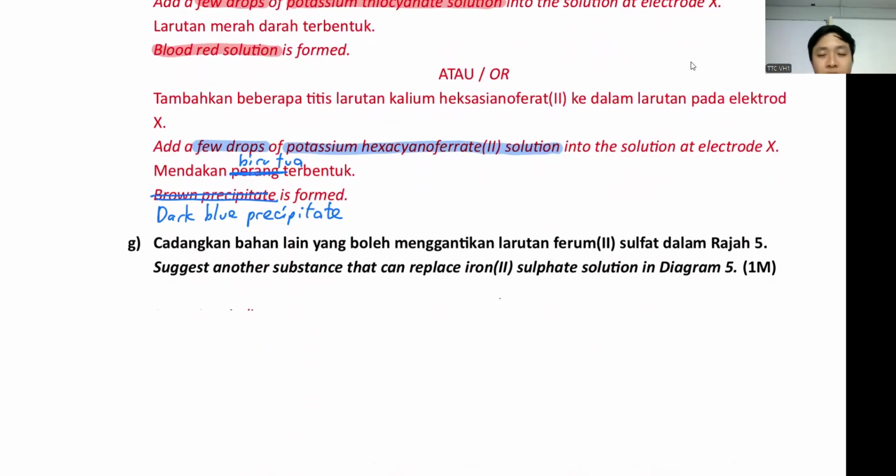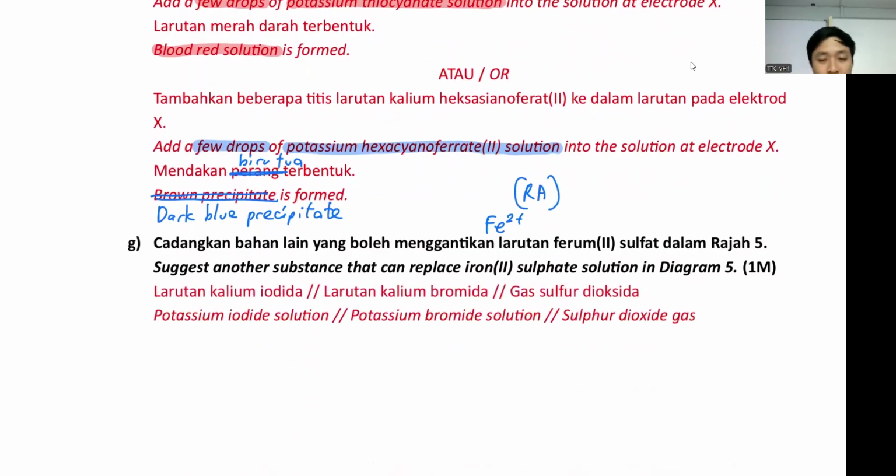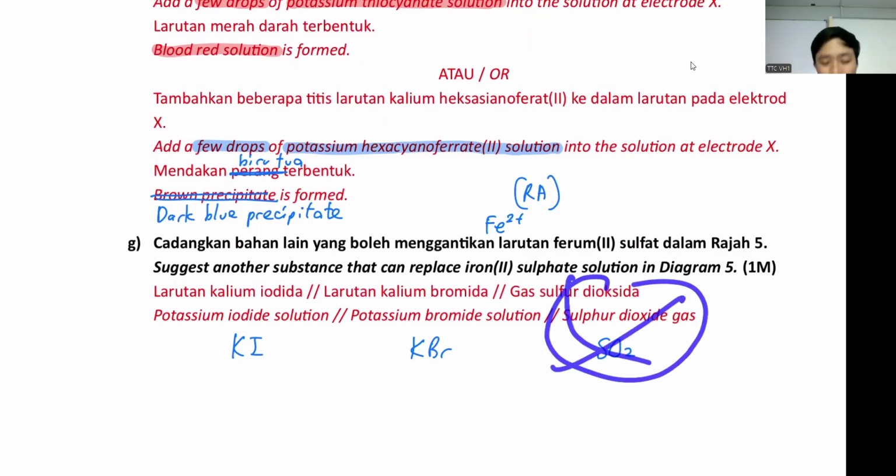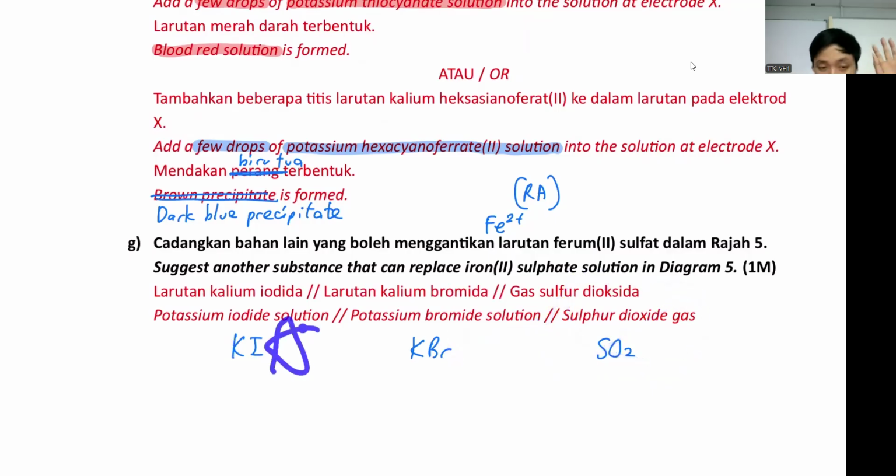Suggest another substance that can replace iron 2 sulfate solution in diagram 5. So iron 2 sulfate is the reducing agent. Other than Fe2 plus salt, you can use KI, KBr, or sulfur dioxide. But I don't recommend sulfur dioxide. So I will say KI or KBr. The best I will say KI. KI is a very strong reducing agent. Adalah agen penurunan yang kuat. Okay.